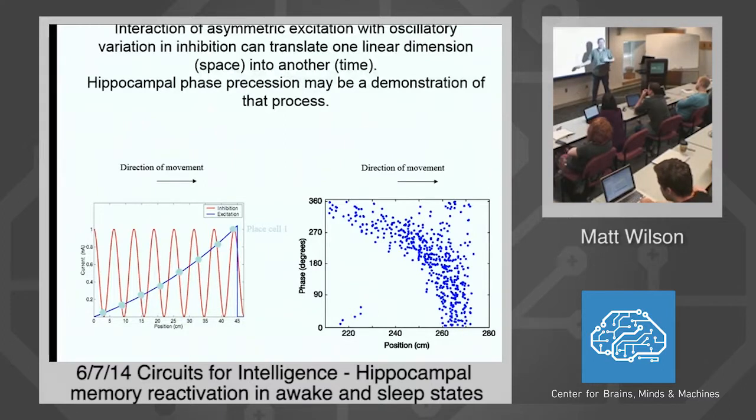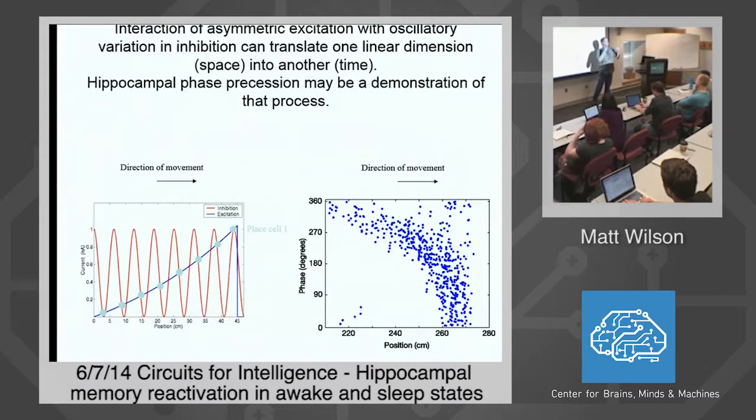If we imagine the animal's walking through the field, in blue you're seeing excitation. This is the input, the excitatory drive that the cell is receiving. And in red is inhibition. And inhibition is fluctuating, it's time-varying at the theta frequency. If we simply ask, when is a spike going to be emitted, it's going to be when excitation exceeds inhibition, when the blue line is higher than the red line. So as an animal enters the field, as excitation ramps up, you have to wait until inhibition drops all the way to here. So this gives us the early field, late phase.